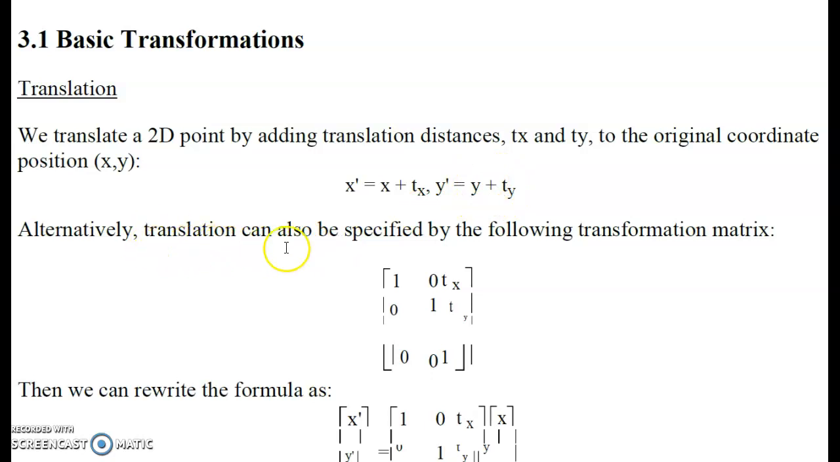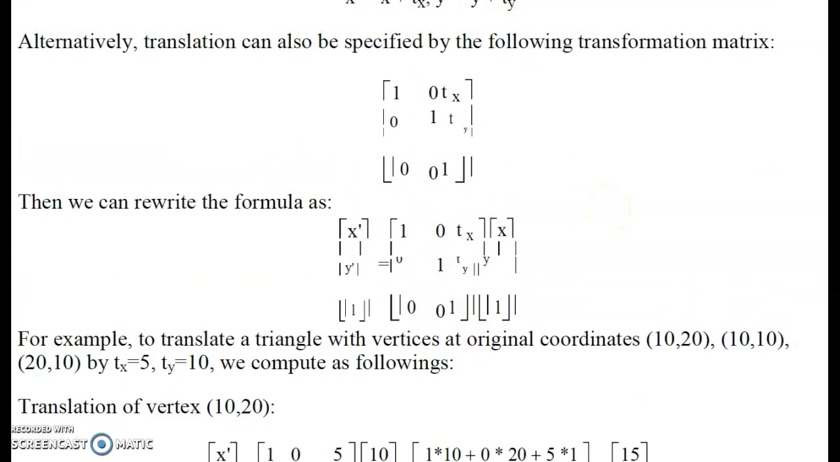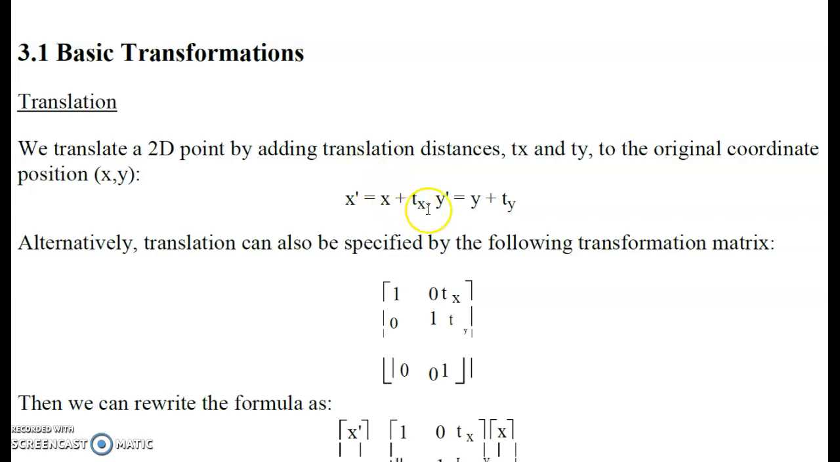Alternatively, translation can also be specified by the following matrix equation: 1 0 tx, 0 1 ty, 0 0 1. So we can rewrite this formula: x dash, y dash, 1 equals 1 0 tx, 0 1 ty, 0 0 1, multiplied by x, y, 1. If you multiply this matrix, you will get the above equation, that is x dash equals x plus tx and y dash equals y plus ty.